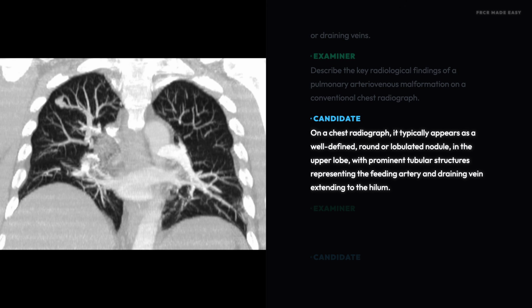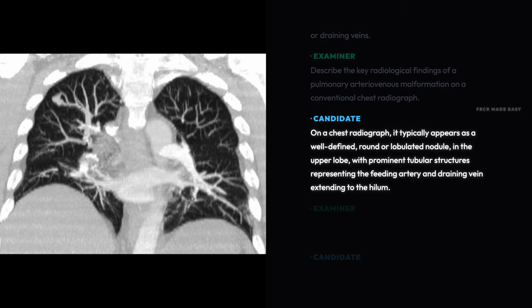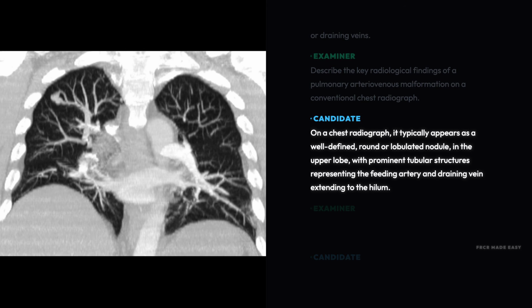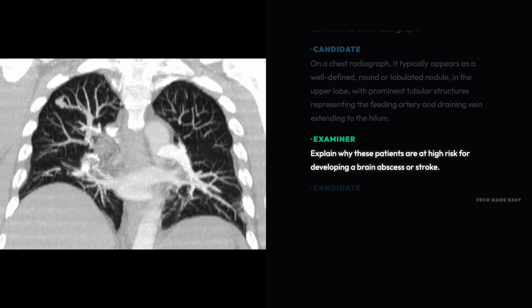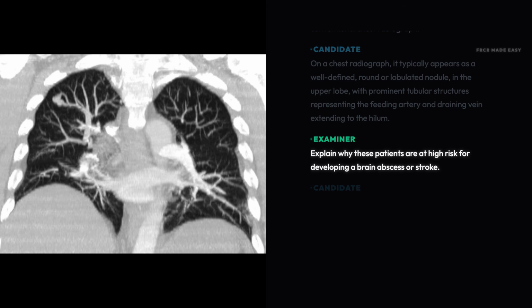On a chest radiograph, it typically appears as a well-defined, round, or lobulated nodule in the upper lobe, with prominent tubular structures representing the feeding artery and draining vein extending to the hilum. Explain why these patients are at high risk for developing a brain abscess or stroke.